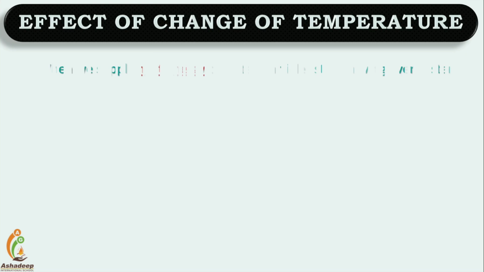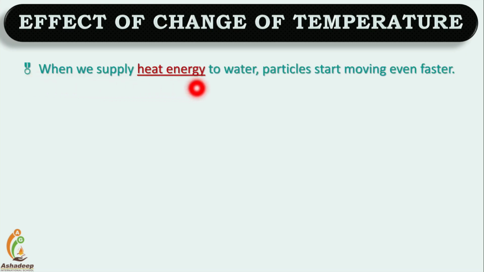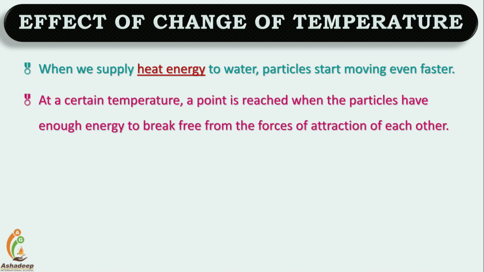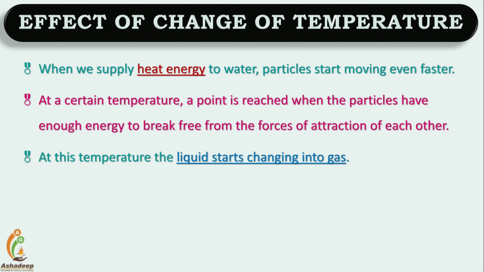Effect of change of temperature. When we supply heat energy to water, particles start moving faster, right? At a certain temperature, a point is reached when the particles have enough energy to break free from the force of attraction of each other. Now, when you continuously provide heat energy to water, the particles will start moving faster and faster, and one point will be achieved at which they will have enough energy to break free from the force of attraction of each other. And at this temperature, the liquid starts changing into gas.